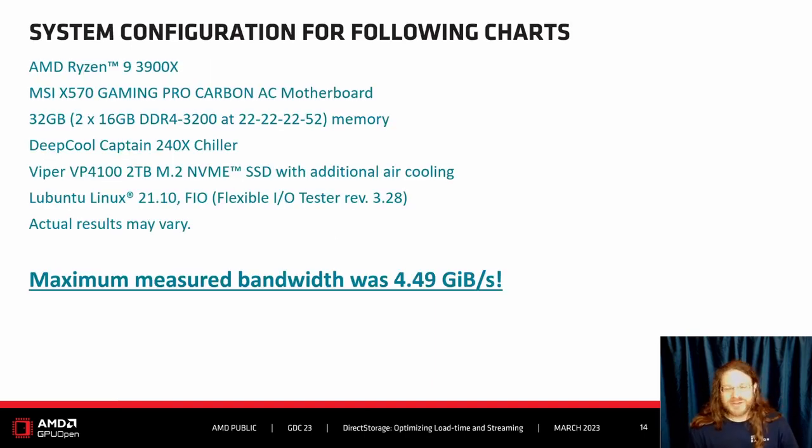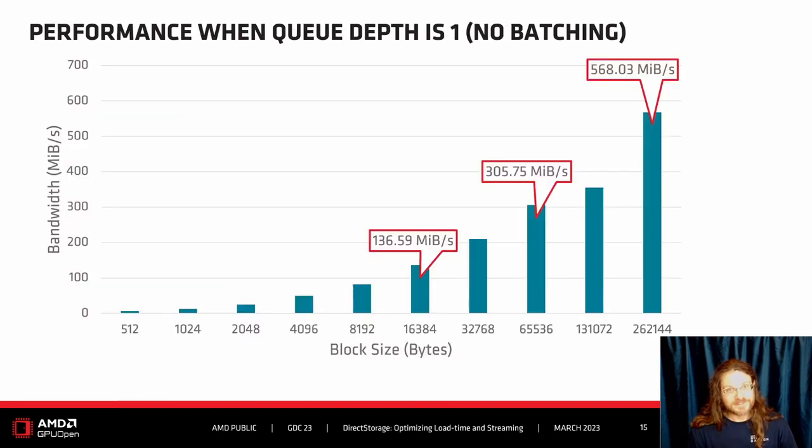The following charts have been created using the following configuration. It's important to note here that the maximum measured bandwidth is around 4.5 gigabytes per second for these. So this is a chart of performance when queue depth is approximately 1, inferring that there's no batching. And when we talk about queue depth, we're talking about the number of requests in flight at a time. And this is the simulation of serialized requests.